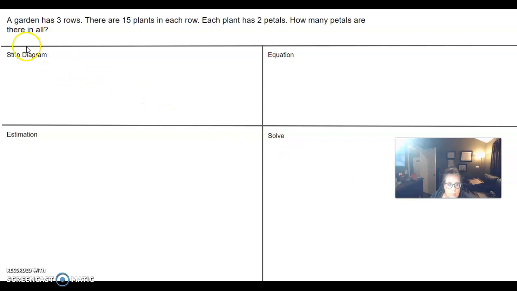The second problem says a garden has 3 rows. There are 15 plants in each row. Each plant has 2 petals. How many petals are there in all? So let me read it one more time since I messed up. A garden has 3 rows. There are 15 plants in each row. Each plant has 2 petals. How many petals are there in all? Again, you're going to draw your strip diagram, equation, estimation, and solve.